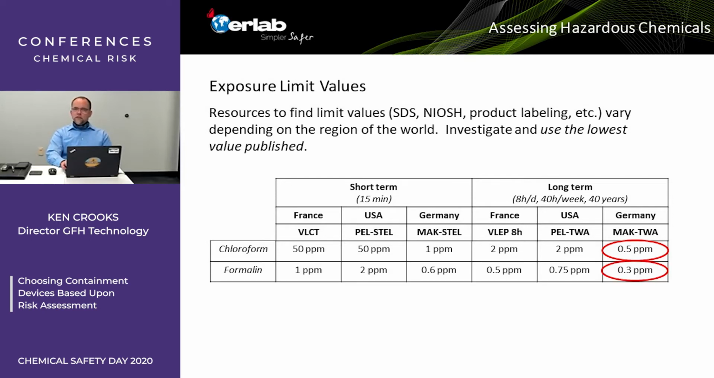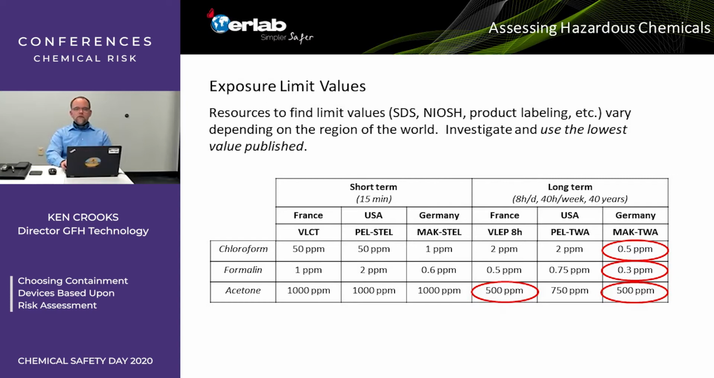Formalin, obviously, has gone through a lot of review and change over time, and it continues to come down and come down and come down, as it should. And here again, Germany leads the charge with the lowest exposure limit on the long-term exposure. As far as acetone, 1,000 ppm we seem to agree globally is your short-term exposure, and 500 to 750 is your long-term exposure. So we would use both France and Germany in that case.